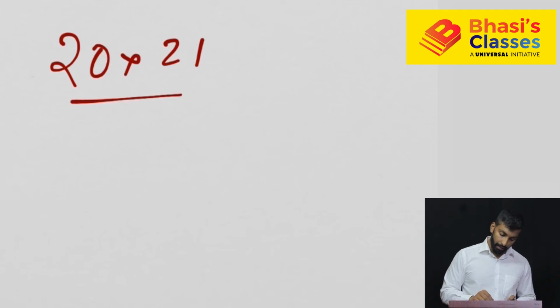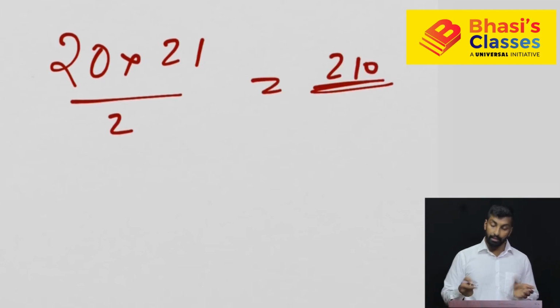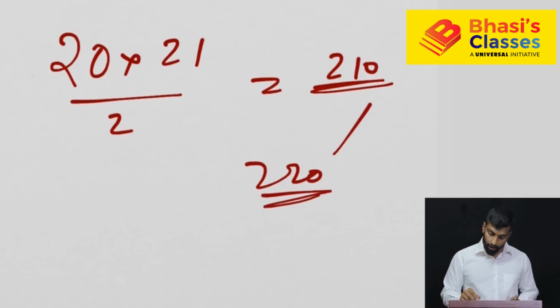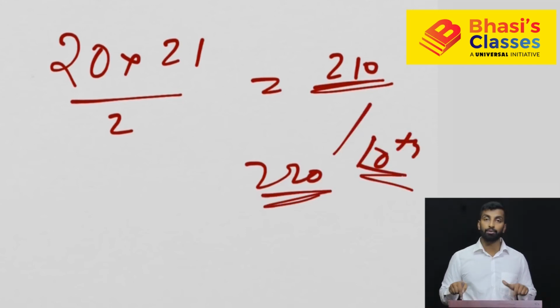After this, what will I do? I'll find sigma n. 20 into 21 by 2, I get 210. So this is the value which you are supposed to get. But what you got is 220. So which page number did you add? You added the 10th page, right? So the answer for this question is 10. You added the 10th page twice.